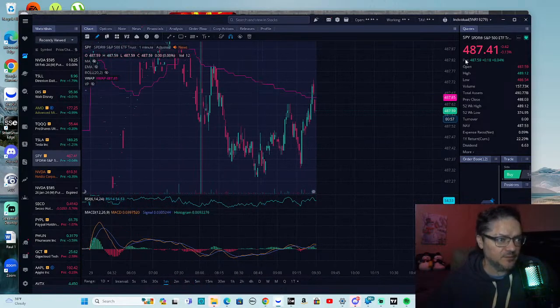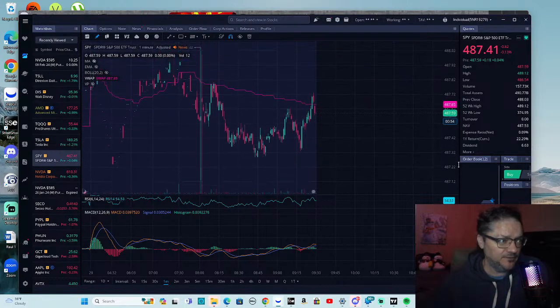This pink line here, if you guys are wondering, that's the VWAP. If you're not wondering, good for you. We're ahead of the game.